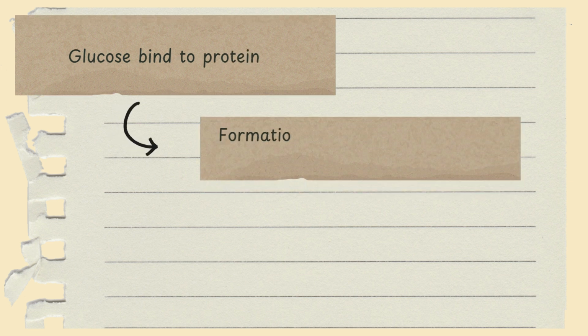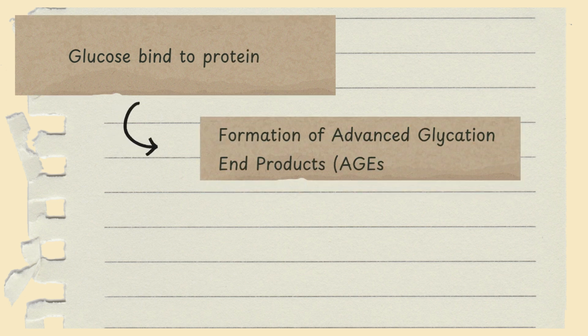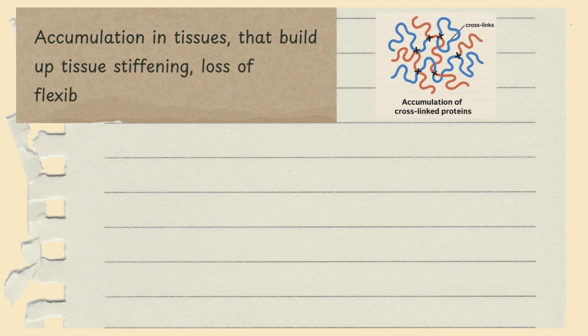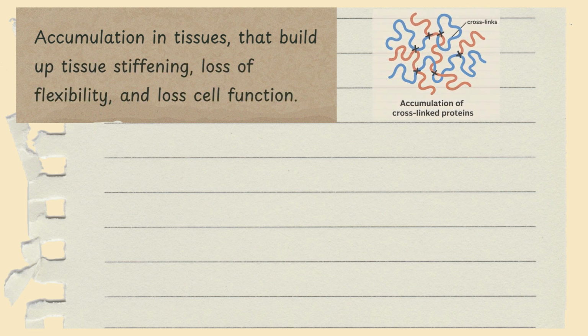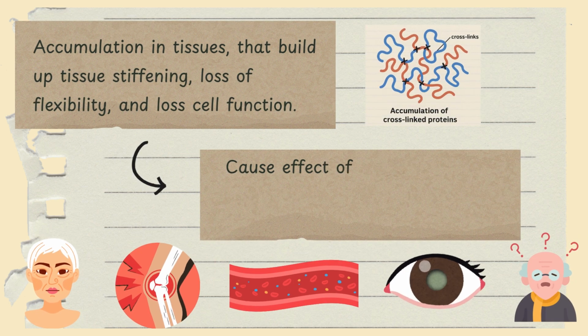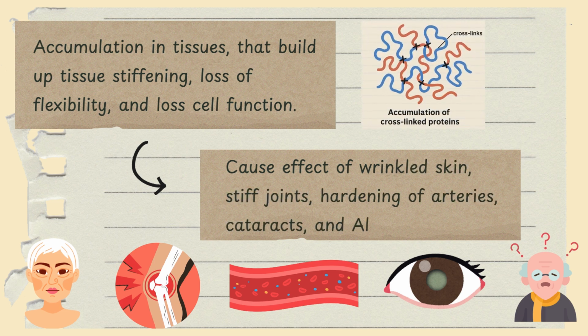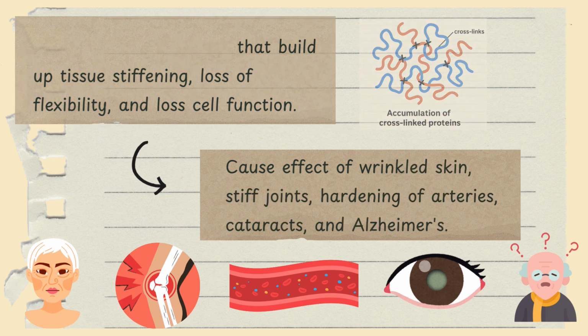It starts when glucose binds to protein during glycation and produces advanced glycation end products, AGEs. These AGEs create abnormal cross-links of protein. This makes our tissues stiffer and less flexible when accumulation in tissues occurs, leading to problems like wrinkled skin, stiff joints, hardened arteries, cataracts, and even Alzheimer's disease.